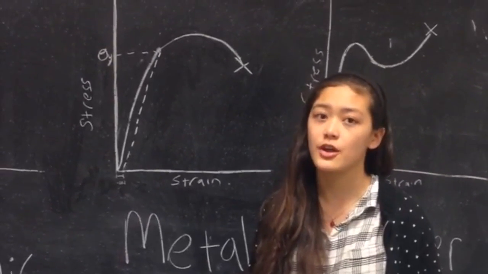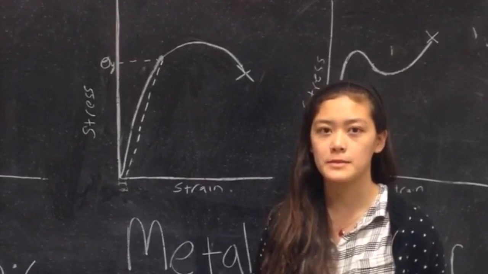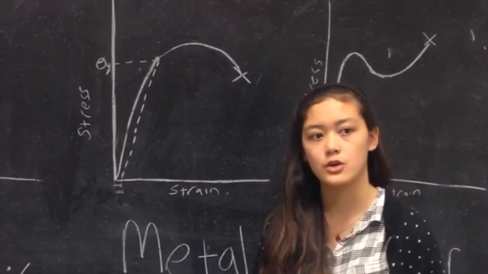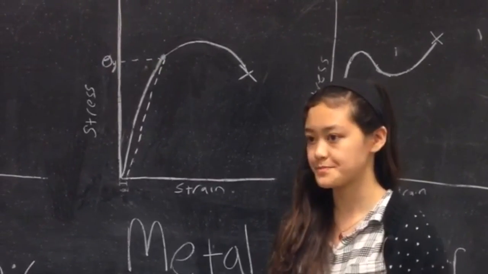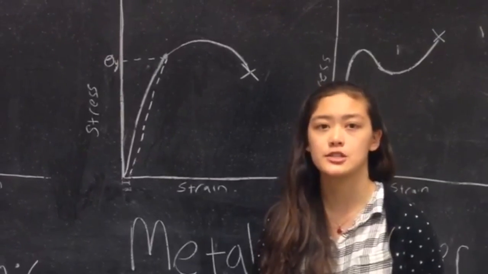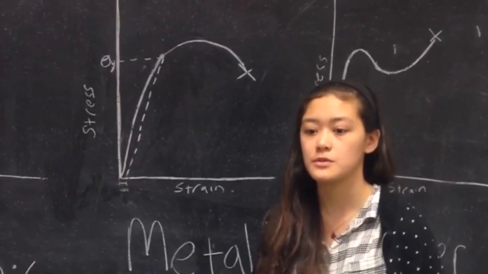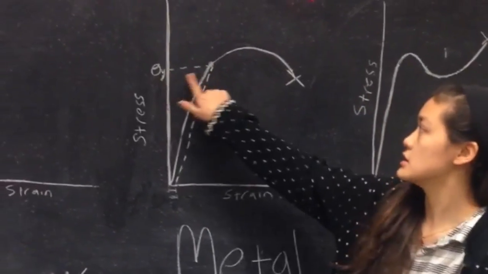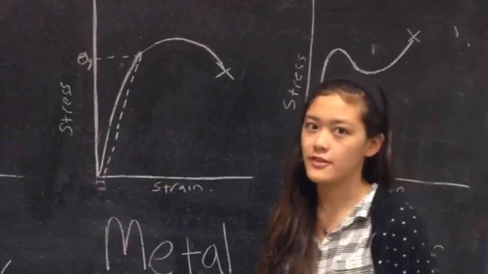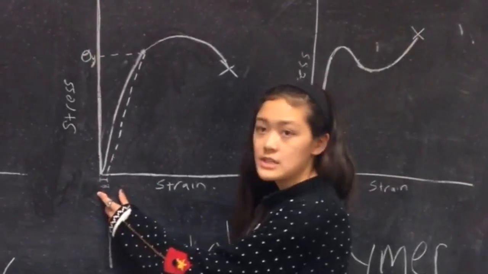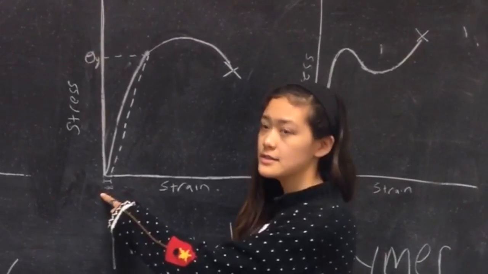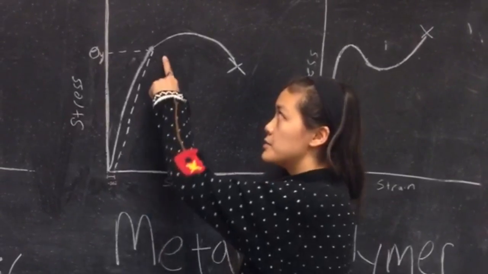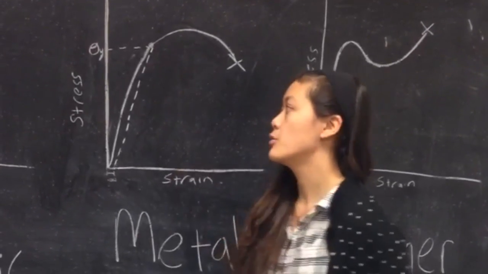This means that if the load is lifted, there is a permanent deformation, and the material won't go back to its original state. Where the material starts to deform permanently is where the material yields, and this is called the yield strength on the graph. And you can find this by using 0.002 strain and drawing a line up to the graph with the same slope as the linear part of the curve.